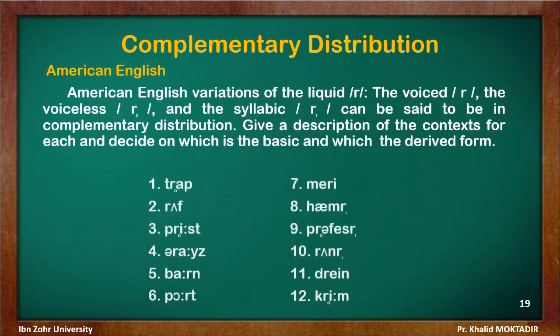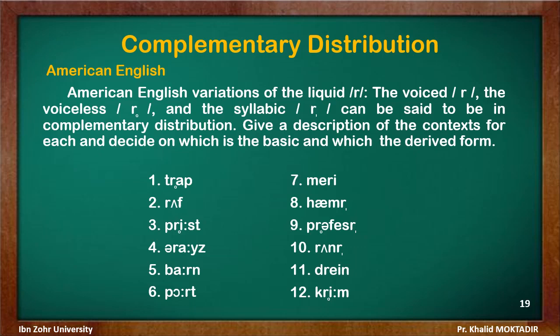Your next problem, for the sake of more practice, is on American English, and we'll see the different variations of the liquid r. Well, you have the voiced r, the voiceless r, and the syllabic r. These can be considered as being in complementary distribution, in other words, where one variant occurs, the others don't. Now, you are supposed to give a description of the context for each of the variants and decide which one should be considered the basic. And of course, the other two would be considered the derived.